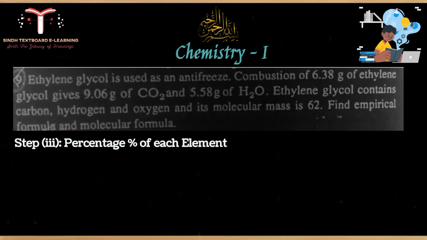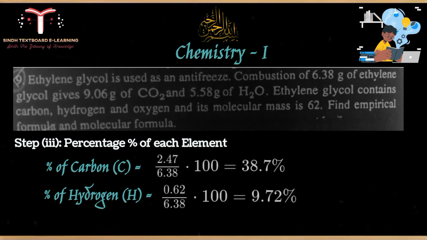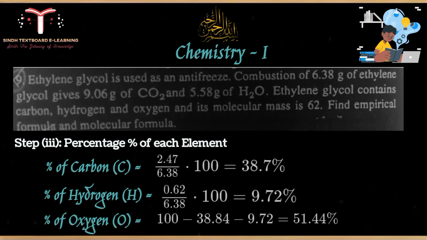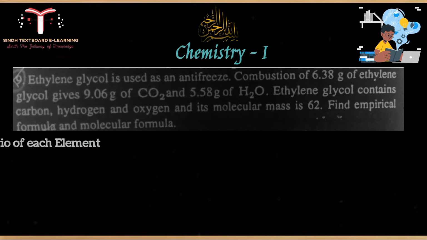Next is to find the percentage of each element. Percentage of carbon is obtained by mass of carbon divided by total mass, just like that. The mass of carbon we determined in the previous slide, and we divide it by the total mass; for hydrogen, mass of hydrogen divided by total mass. For oxygen, 100% minus 38.84% minus 9.72% is equal to 51.44% for oxygen.